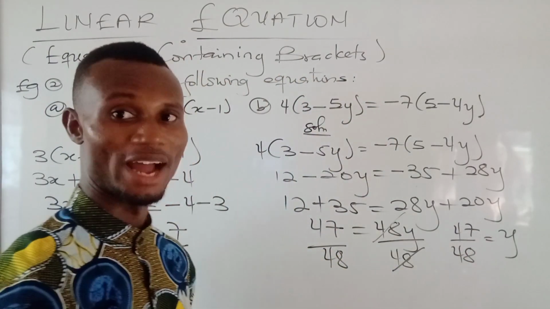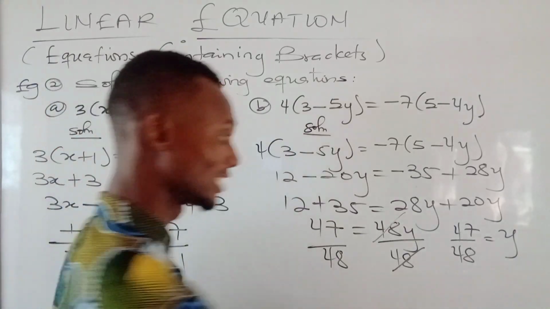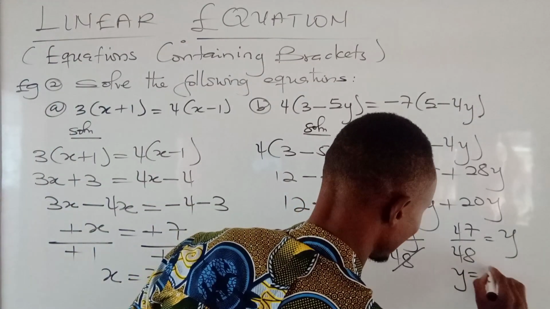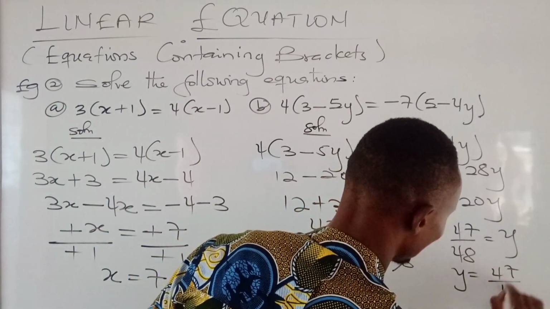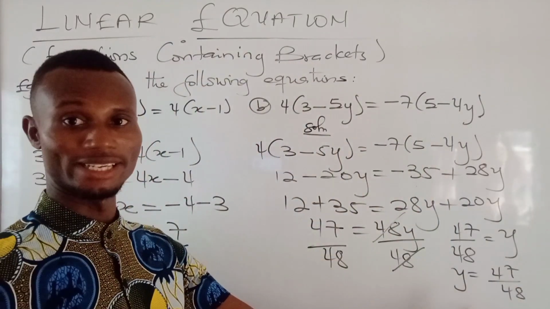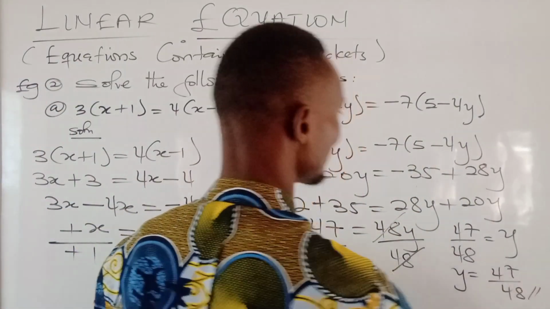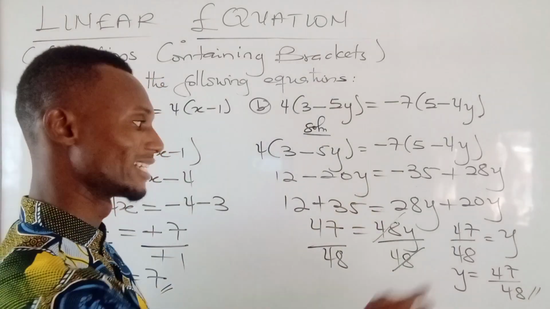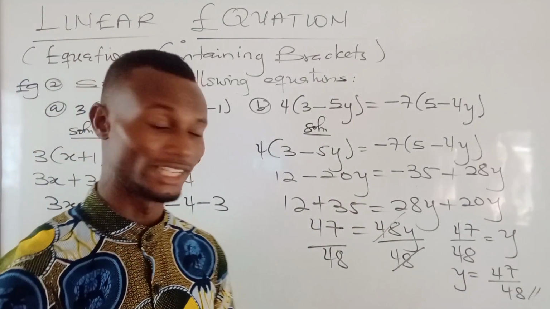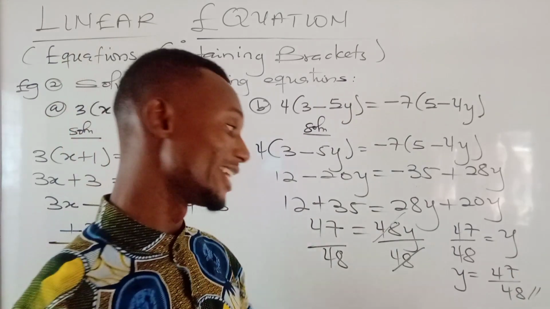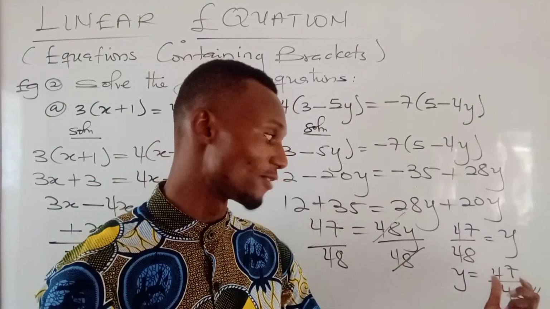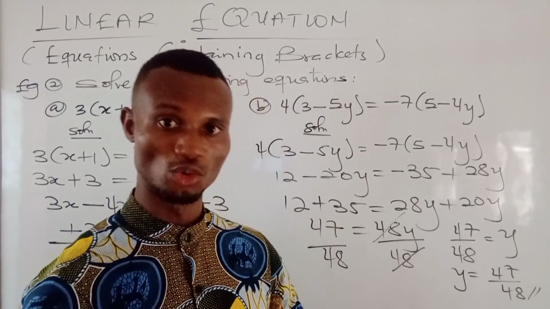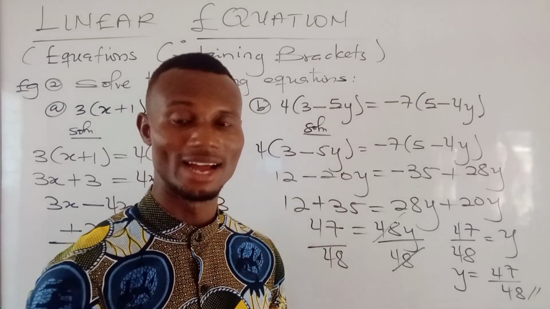So this is my final answer. In other words, it means my y equals 47 over 48. It's the same thing. So this is the final answer for solving for the equation on the board. We are getting 47 over 48. We cannot simplify further because there is no number to simplify the 47 and the 48, so we leave it like this as our final answer.